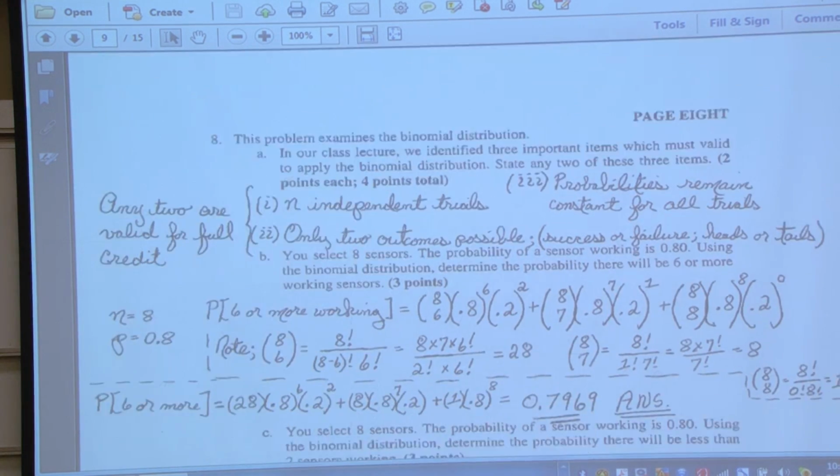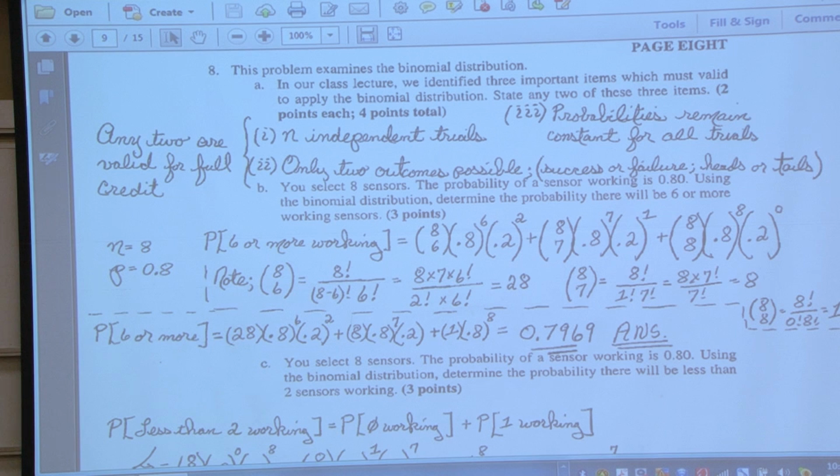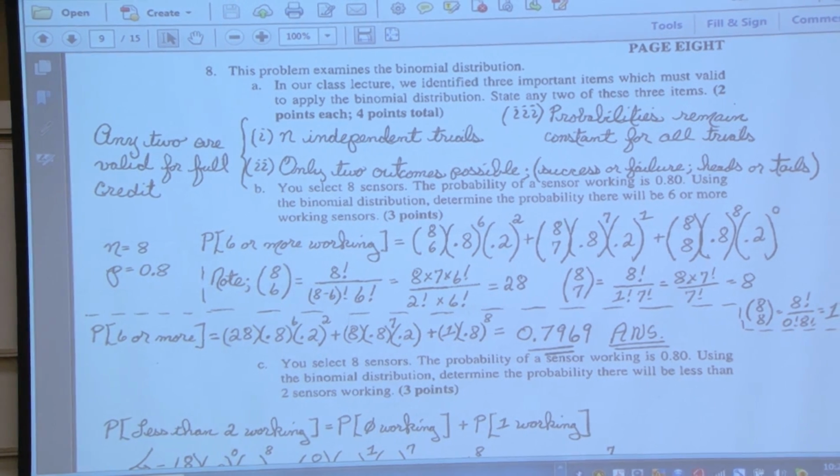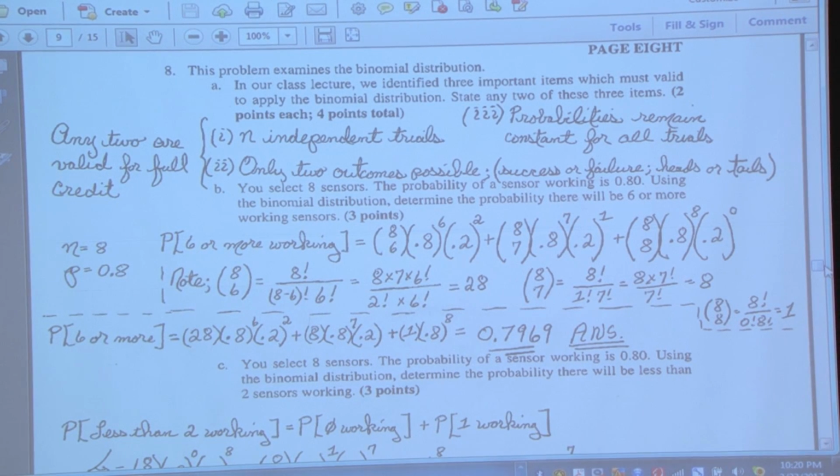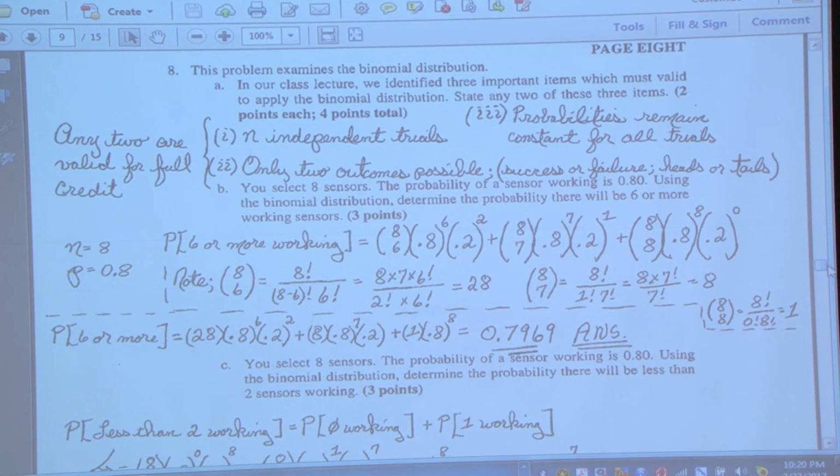Problem 8. The binomial distribution. Now, this we have already covered. What are the three properties that have to be true for a system to display a binomial distribution? Classic example is tossing a coin. So what has to happen? We have to have independent trials. Second, only two outcomes: pass, fail, heads, tails, 1, 0. Lastly, for every trial, the probabilities remain the same.